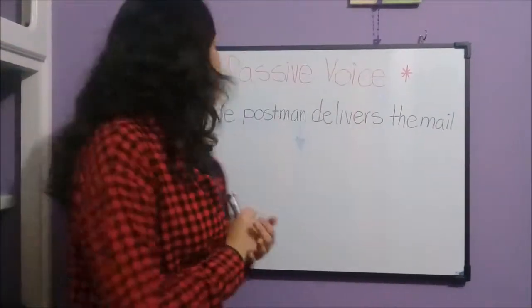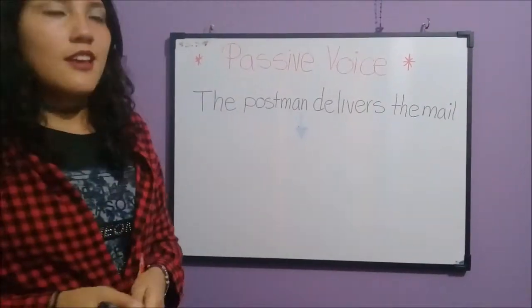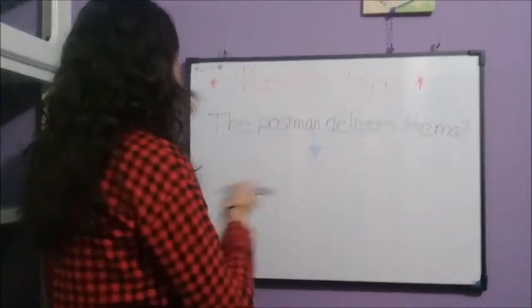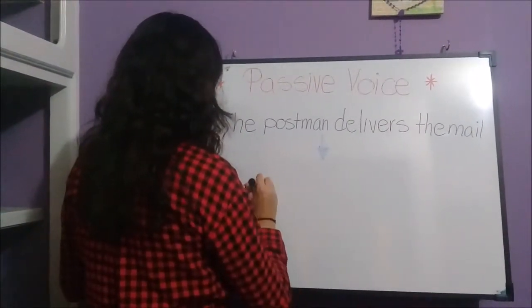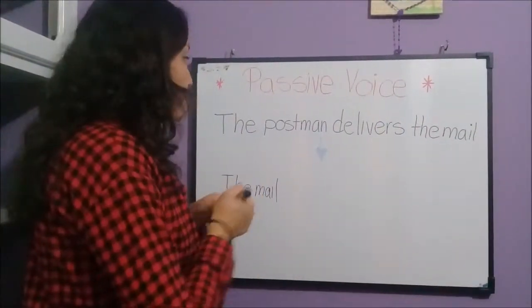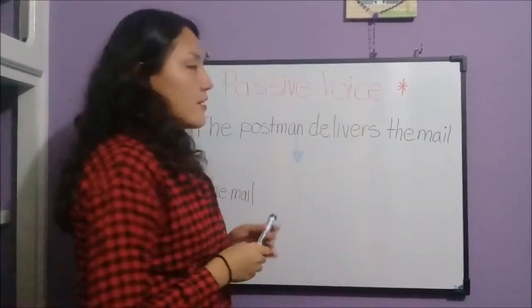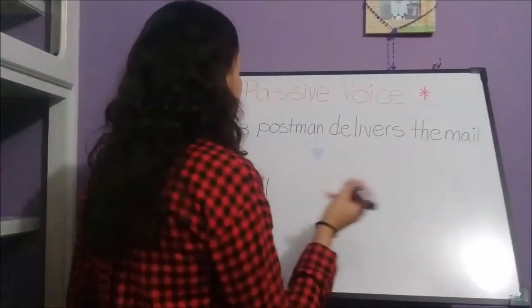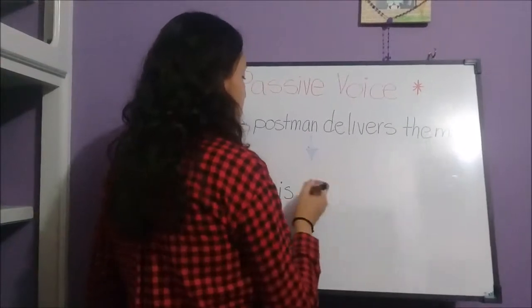For example, the postman delivers the mail. The mail is going to be our object, so we have to put it at the beginning of the sentence. Then we have to find the verb. The verb is delivers, and it is in simple present. So we have to put is and the verb in past participle.